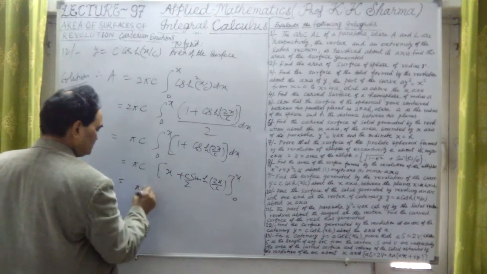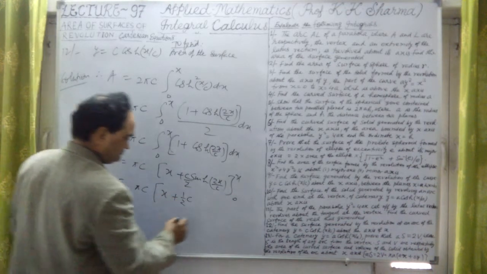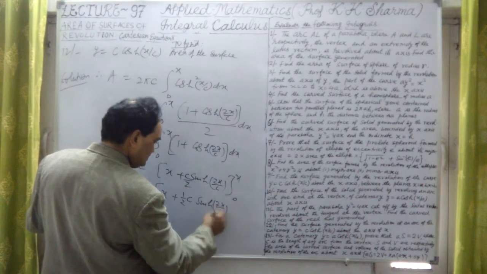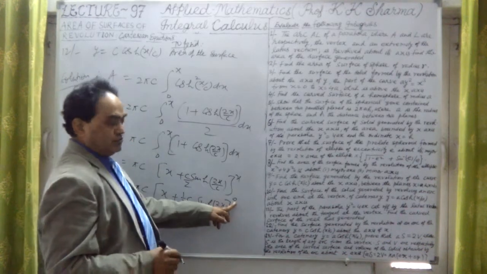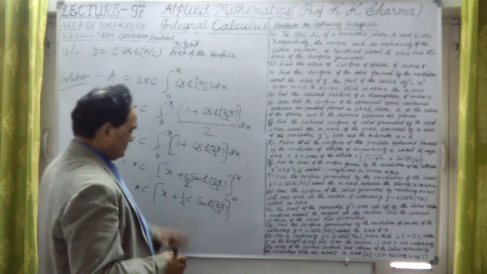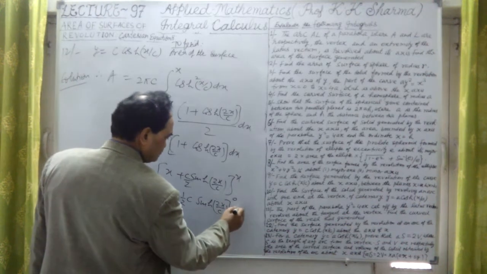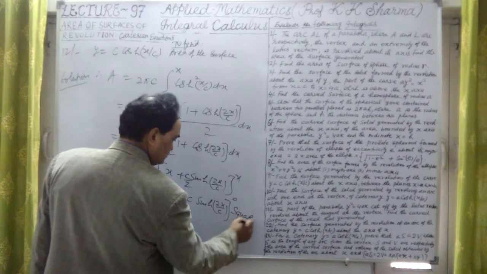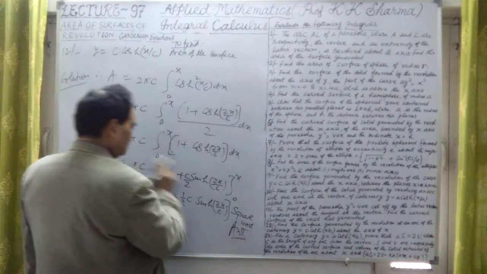The final result of this is pi c into x plus half c into sine hyperbolic twice x upon c. This is the final answer because at the lower limit 0, both terms will be 0: sine hyperbolic 0 is 0. So only the upper limit x matters. This is the answer, in square units, the unit of area. This is the same answer.